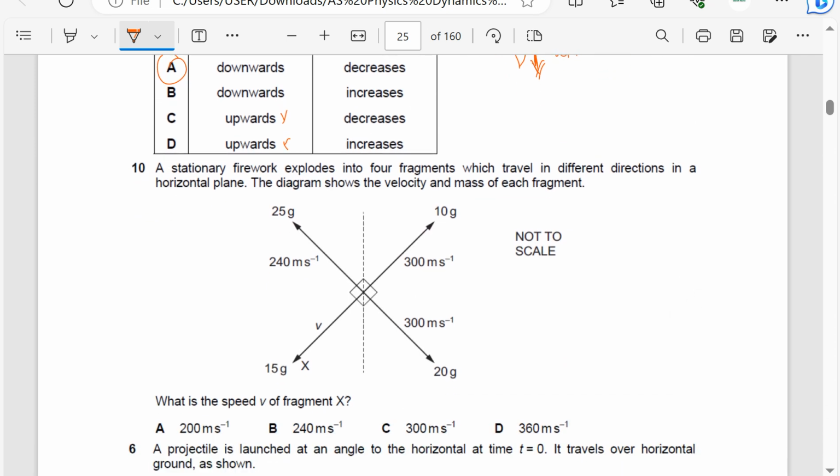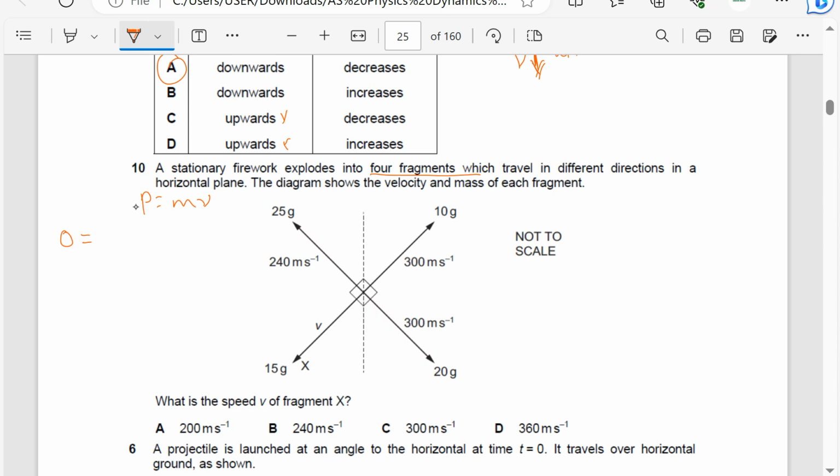A horizontal firework explodes into 4 fragments, which travel in different directions in a horizontal plane. The diagram shows the velocity and mass of each fragment. Okay. It is stationary, so initial momentum is 0. Remember, momentum is mass times velocity. So if it is initially stationary, its momentum is initially 0. So by conservation of momentum, initial momentum is 0.